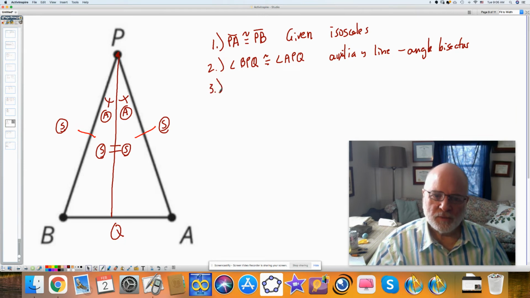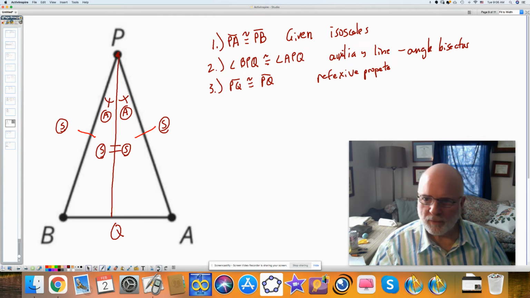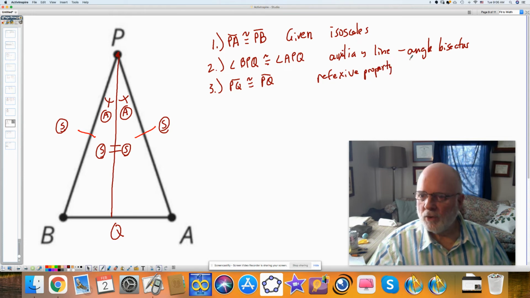And the third thing we said was that side PQ is congruent to itself. Why? Because it's a common side, or you could say the reflexive property, not reflective, it's reflexive property. And if you want to say reflexive property, you can. Where did I learn to spell property? Or you could just say common side.